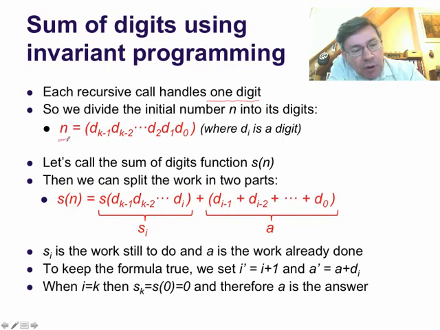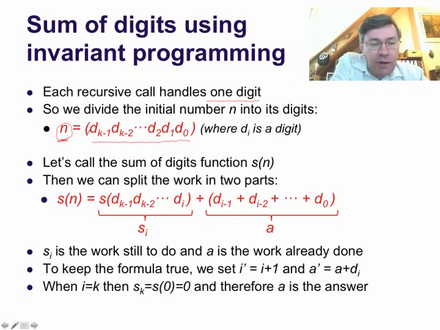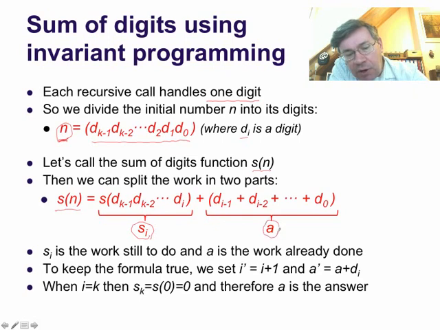So we take the initial number n here, and we write it down as its digits. Each of the di's here is one digit. And let's call the sum of digits function s of n. And then we have the following invariant. We can split the work into two parts. We have s of n is equal to s of a part of the number plus the sum of the digits of the other part. So these two parts, we call the first part si and the second part a. So this here is going to be our invariant.